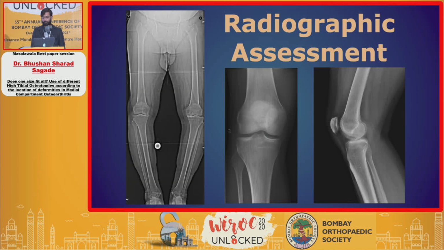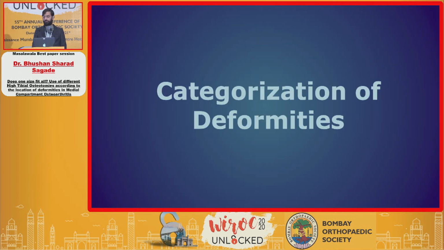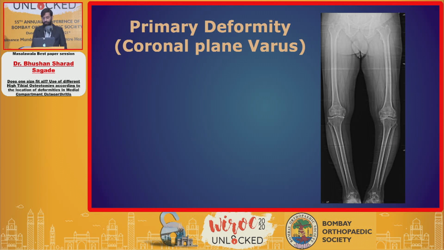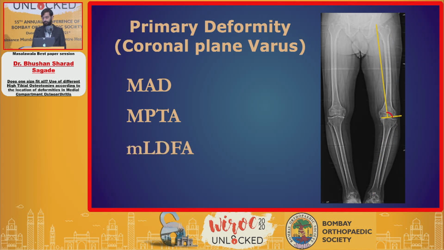Radiographic assessment consisted of full-length and lateral radiographs of the knee, and the deformities were categorized into the following. Primary deformity was a coronal plane varus measured by mechanical axis deviation, medial proximal tibial angle, mechanical lateral distal femoral angle, and hip-knee-ankle angle.